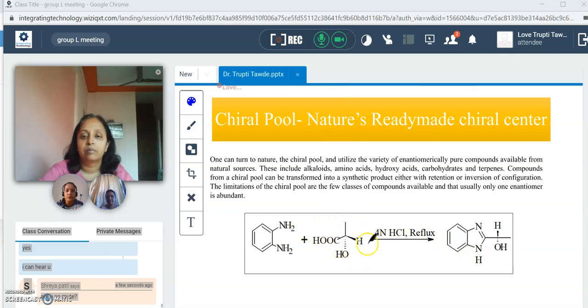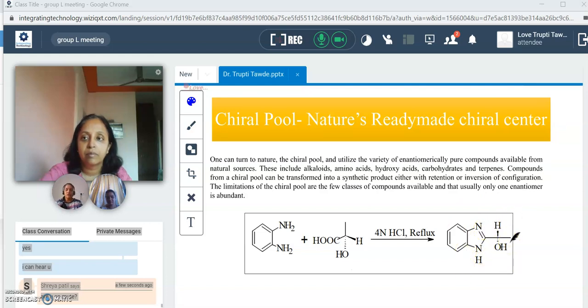Only the thing while doing the reaction, I have to take care that whatever conditions I'm going to maintain, they should not affect the chiral center. So here we can see a simple condensation process has been utilized so as to get the formation of the benzimidazole. Whereas we can see this chiral center is as it is intact over here. So it is not affecting. So we are converting one chiral material into another chiral product. So this is chiral pool. So we are not going to affect the chirality of the starting material.